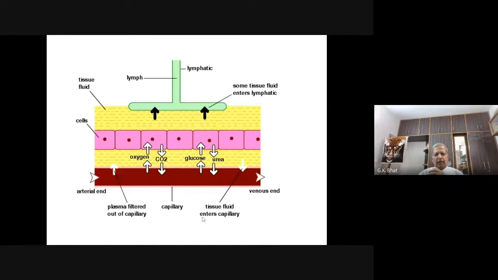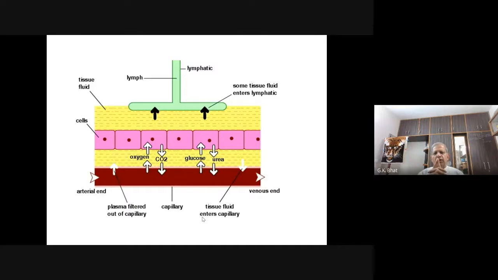Look into this diagram. You don't see this diagram in the NCERT book. Most of the time, you think that each and every cell of our body is supplied with the nutrients, with the dissolved oxygen or other substances directly. But it is not true.